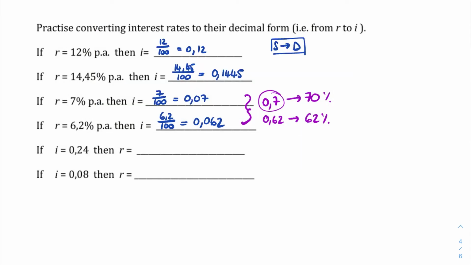All right, here we're given the I value, 0,24. So now we're going to work backwards. 0,24 is the decimal. If I wanted to write it as a rate, as a percentage, I need to multiply it by 100, which then will give me 24%. And now if we notice the 0,08, just like we had with 0,07, if we take 0,08 and we multiply it by 100 to write it as a percentage, that's 8% per year.